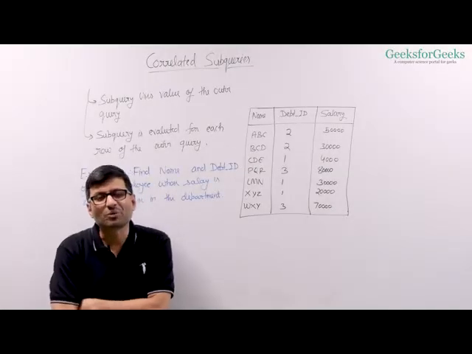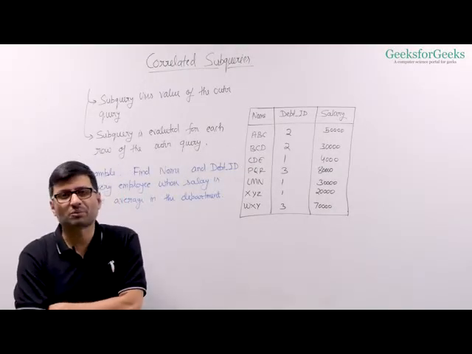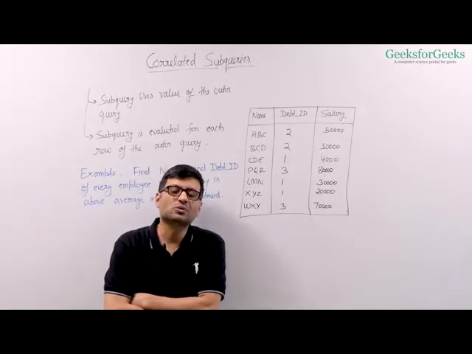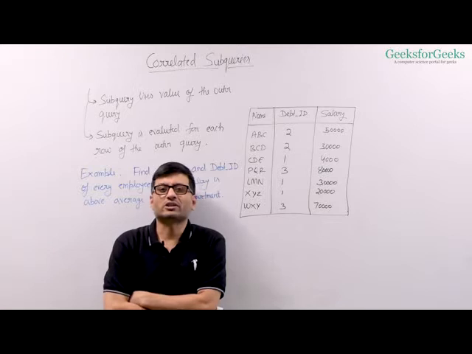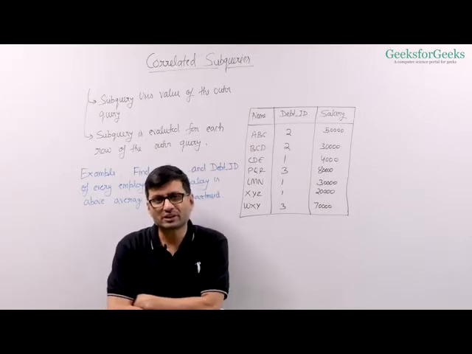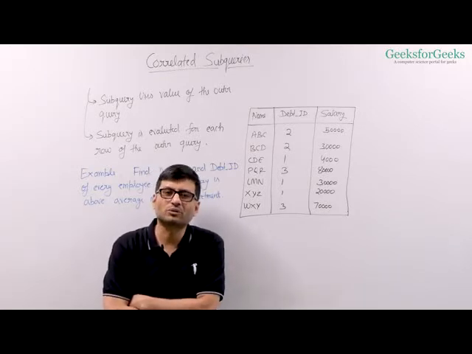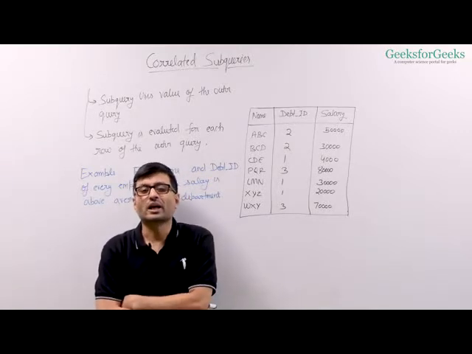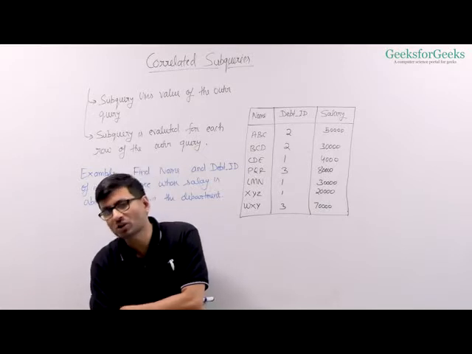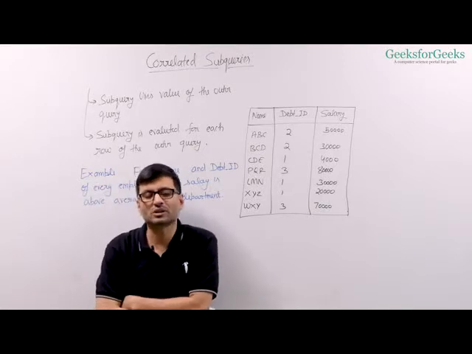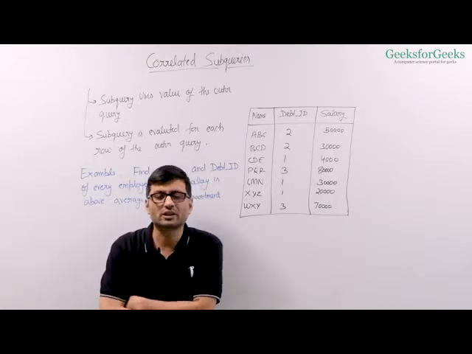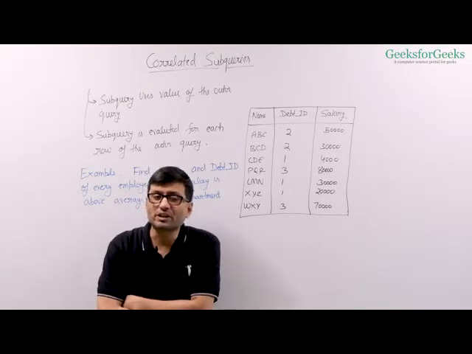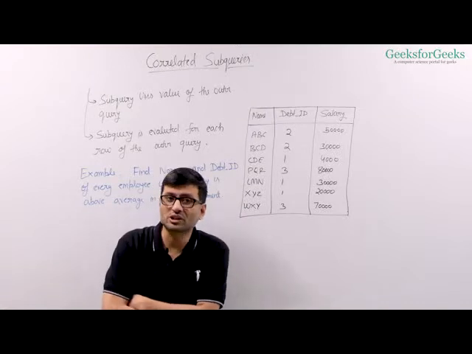Hi, in this video we are going to talk about correlated subqueries. So far we have talked about normal subqueries. What was happening there? The subquery was executing first and then the result of the subquery was used in the outer query. And if this subquery has one more subquery inside it, then the innermost subquery is executed, then the outer and the outermost.